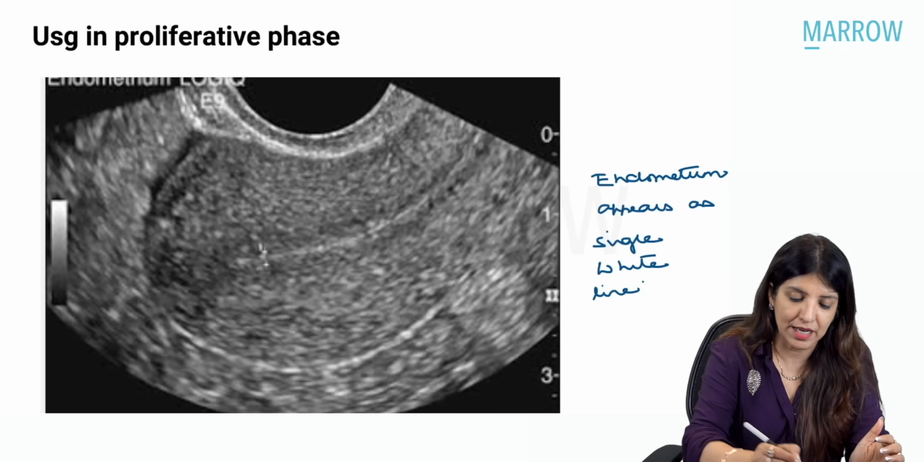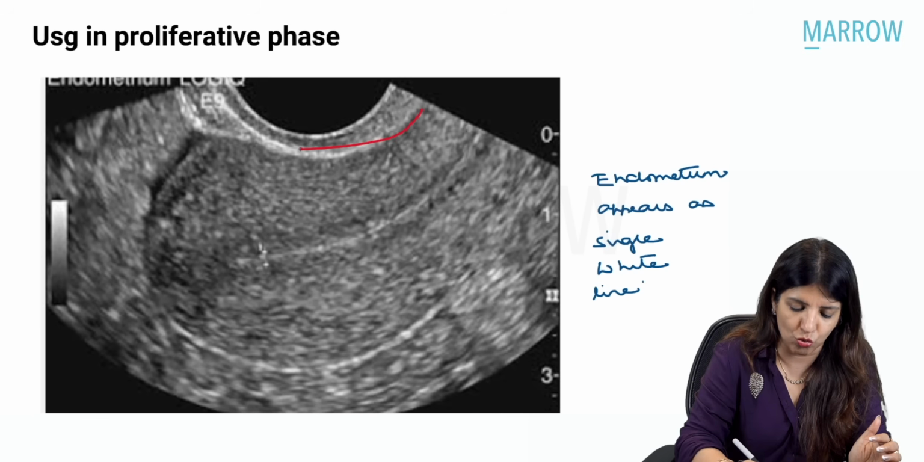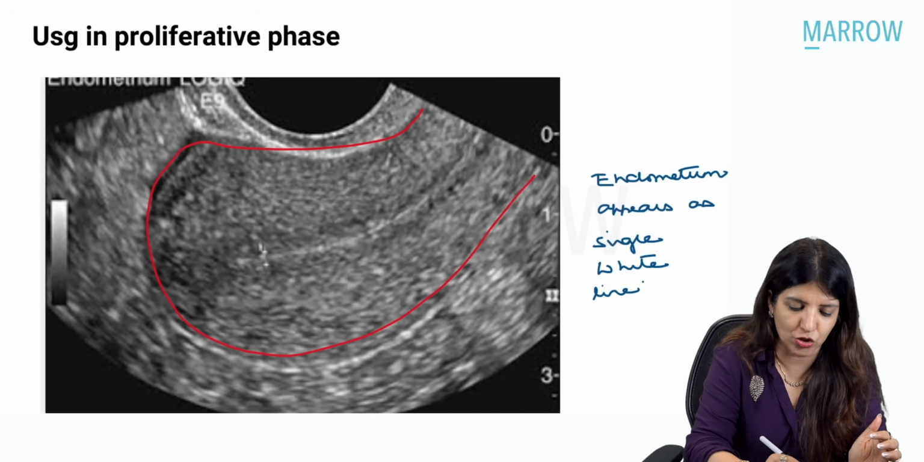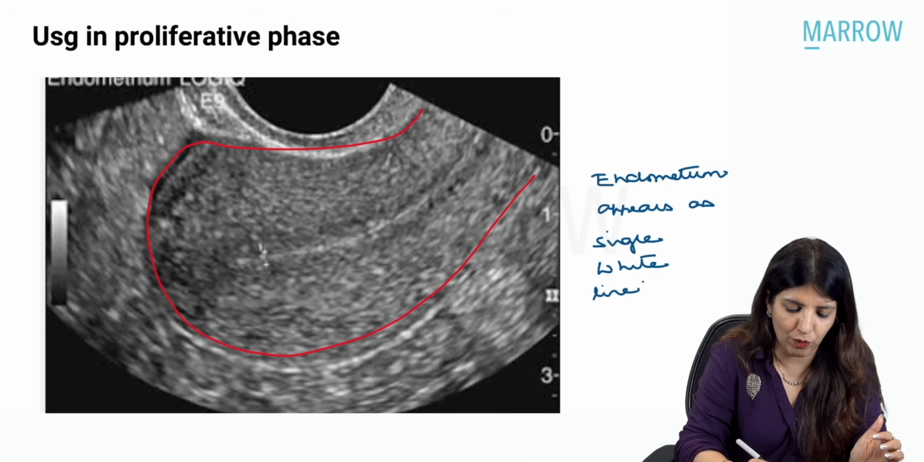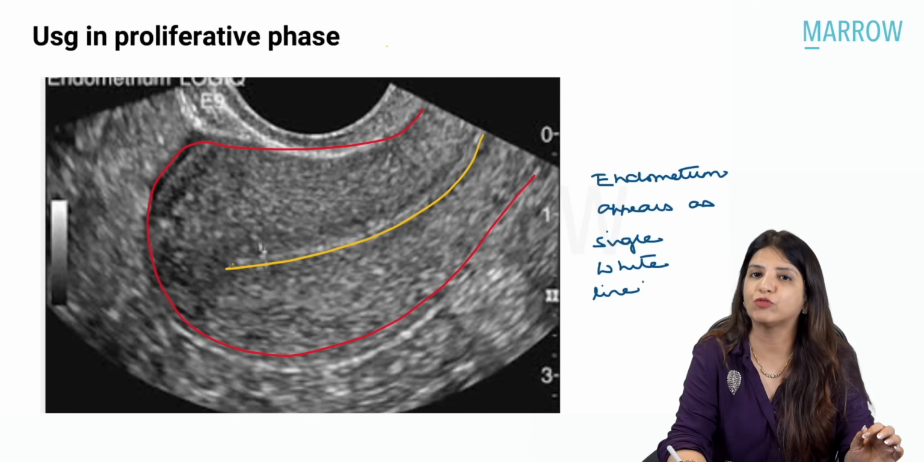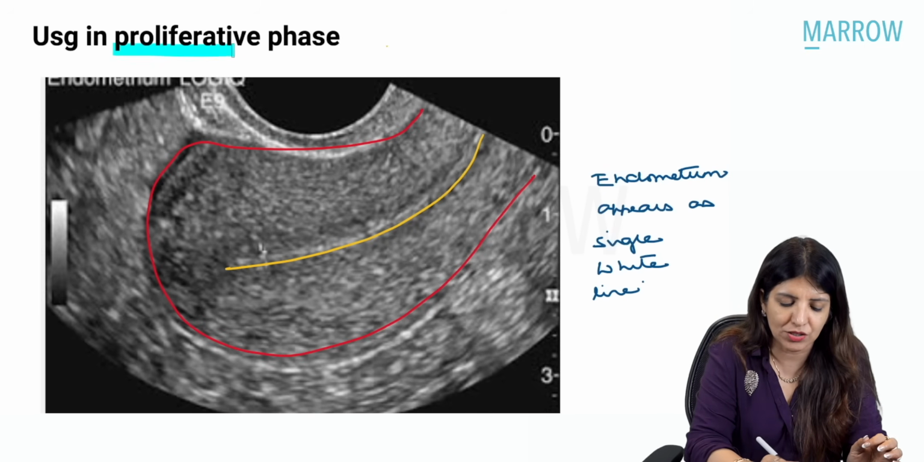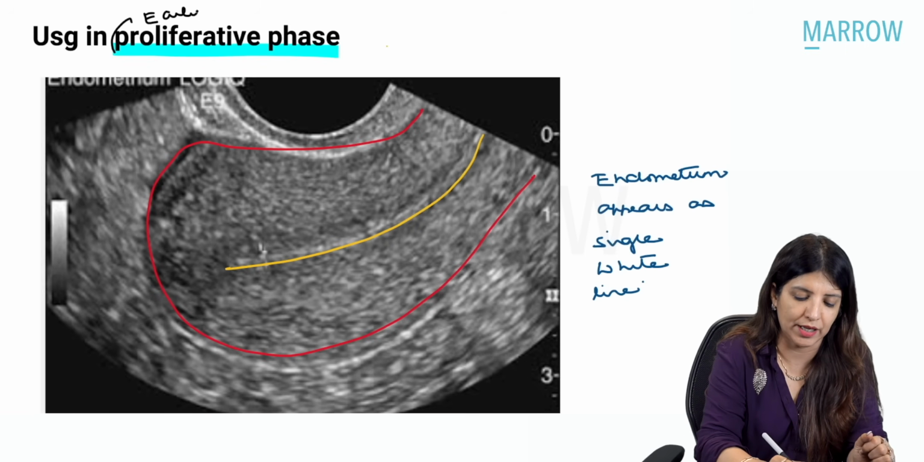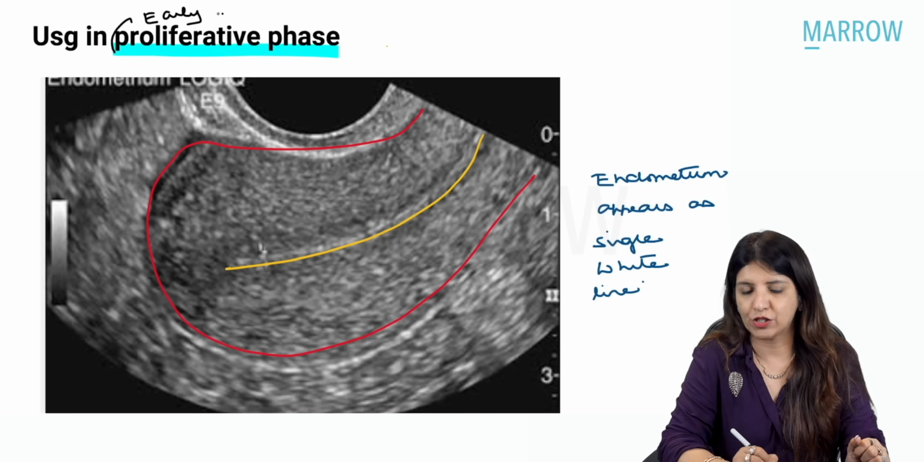If you are seeing, see this over here is the uterus, this is the myometrium, and this thin white line which you are getting, this is endometrium. Whenever endometrium is appearing in the form of a thin white line, this means this ultrasound was done in proliferative phase, and it was done in early proliferative phase.